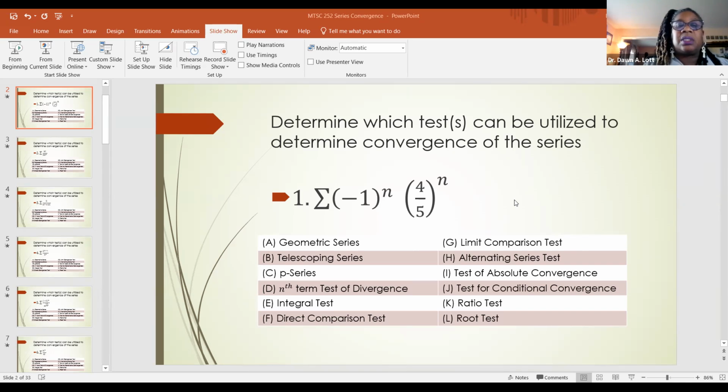Telescoping series all by itself. P series all by itself. Nth term test of divergence all by itself. Integral test all by itself. Okay, ratio test and root test all by themselves. The ones that require you to compare it to something else are the direct comparison, the limit comparison, alternating series, test of absolute convergence, and test of conditional convergence. They will usually require you to look at yet another series to see if it converges.